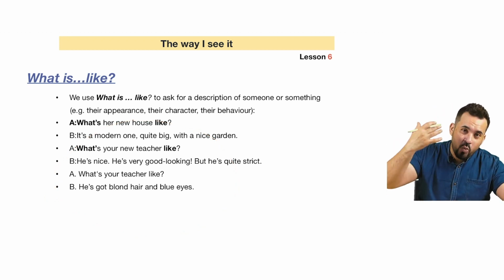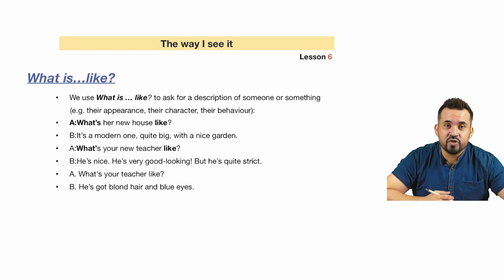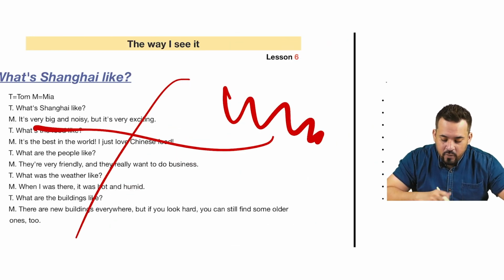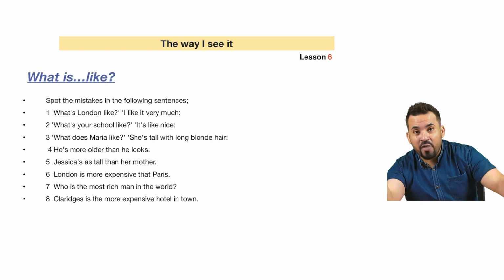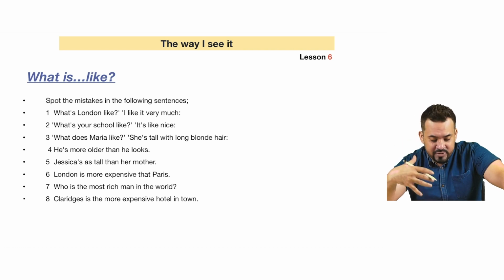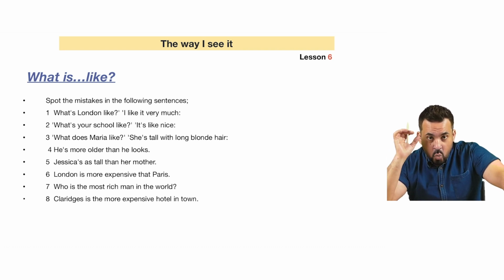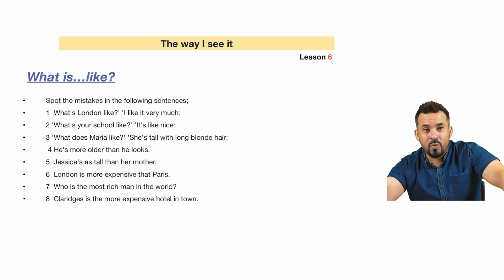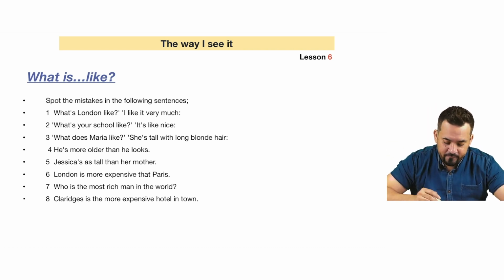All right, so "what is... like" is what you use if you want a description. Now, let's spot the mistakes. The following sentences have mistakes, and let's correct them. Let's take a look at number one.